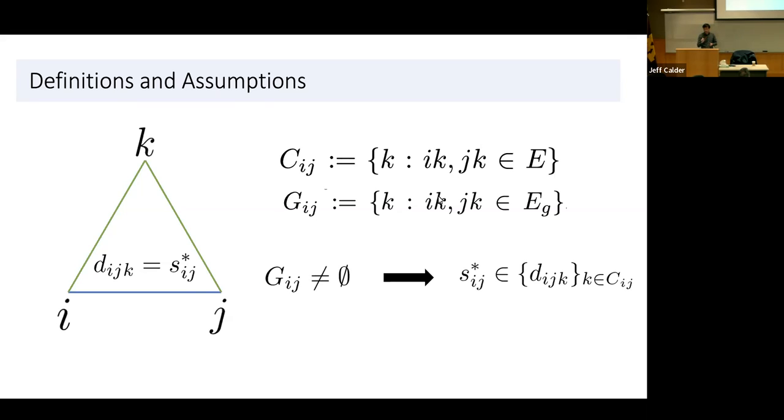And this implies something significant: it implies that this Sij star must be supported on this set. Because if you have many Dijk that contain edge ij, and there is a good cycle, you know that there must be a Dijk that equals Sij star, and you need to find it. A good benefit is that you reduce the search space of your Sij star from the continuous space of R to a discrete space.